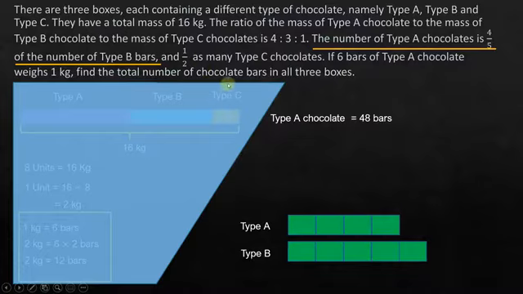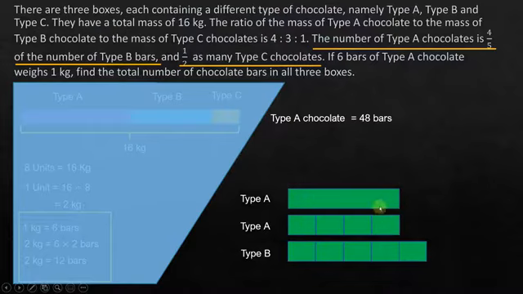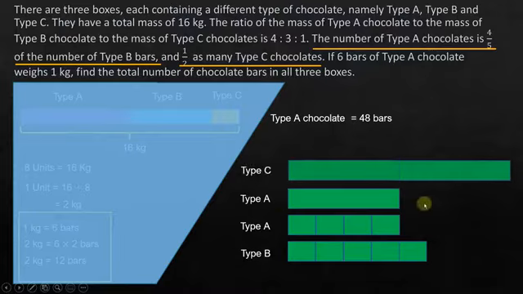And we also see that type A is half as many type C chocolates, or we can say there is 1 unit for type A and 2 units of type C. And just remember, we already have type C. Type A is this much size. So when we say 1 unit, it has to match with this size because they are representing the same type A chocolates. And so type C would be 2 units, 2 such units here.